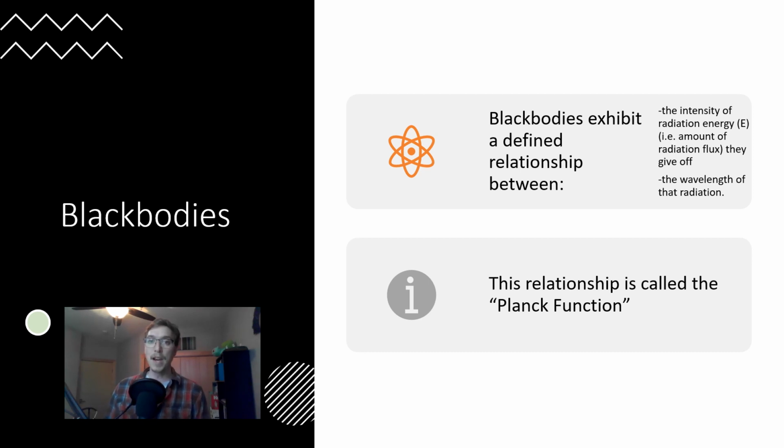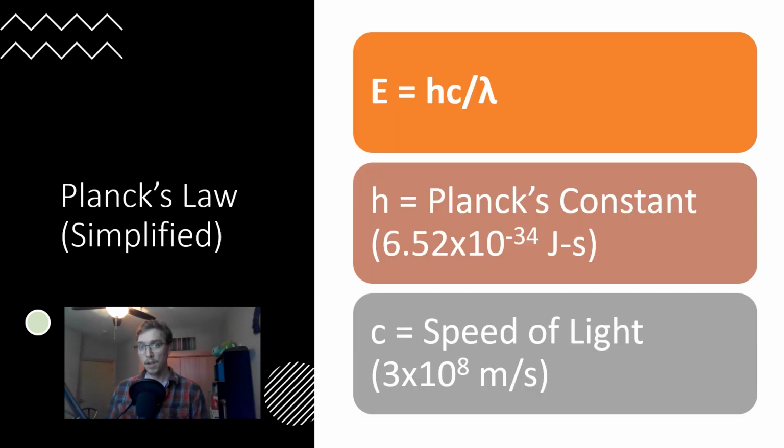Blackbodies exhibit a defined relationship between the intensity of radiation energy, or the amount of radiation flux they give off, and the wavelength of that radiation. This relationship is what we call the Planck function. So, Planck's law, simplified, we can see here.